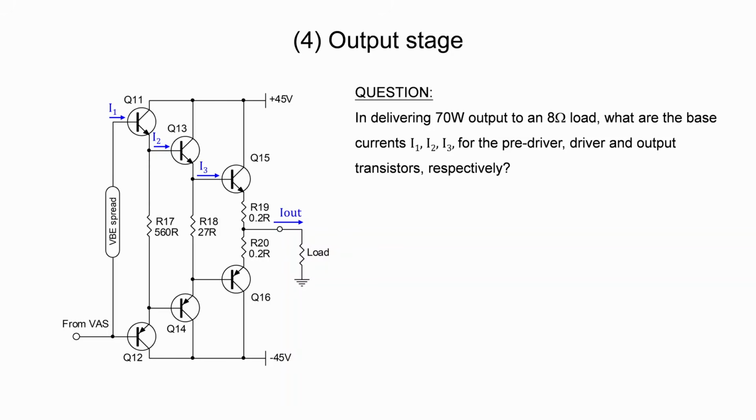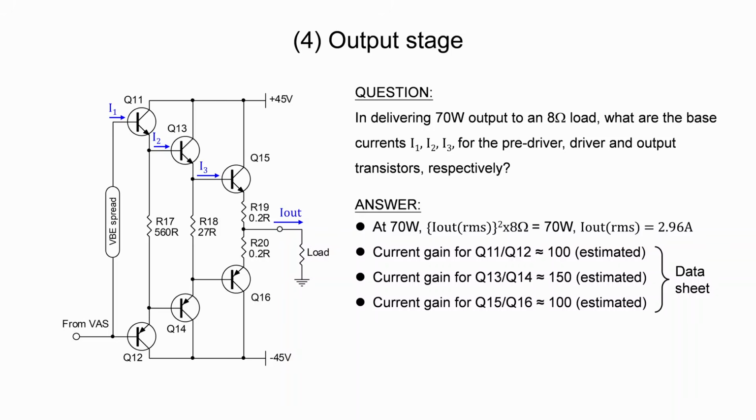Here's a question. In delivering 70 watts output power to an 8 ohms load, what are the base currents I1, I2, and I3 in each of these emitter followers? To answer this, let us first determine the output current, which is 2.96 amps. Then we estimate the current gain for each transistor from the datasheet. To make it simple, we assume NPN and PNP transistors have approximately the same current gain.